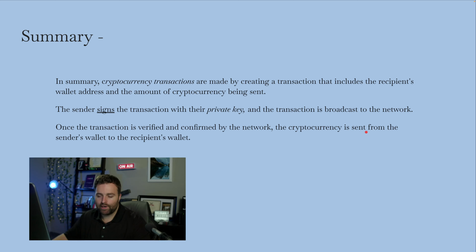In summary, cryptocurrency transactions are made by creating a transaction that includes the recipient's wallet address and the amount of cryptocurrency being sent. The sender signs the transaction with their private key, and the transaction is broadcast to the network. Once the transaction is verified and confirmed by the network, the cryptocurrency is sent from the sender's wallet to the recipient's wallet. So I hope you all enjoyed that.